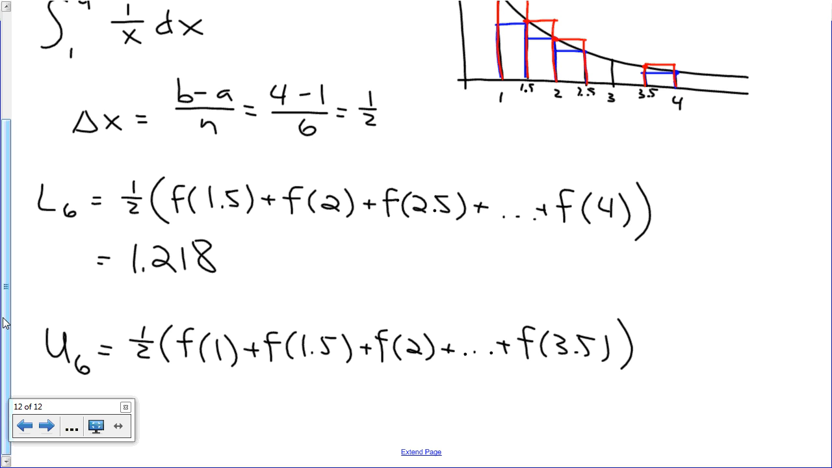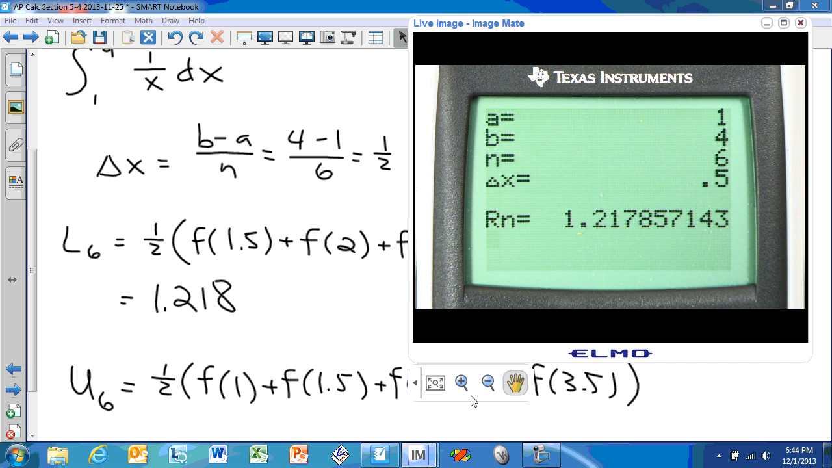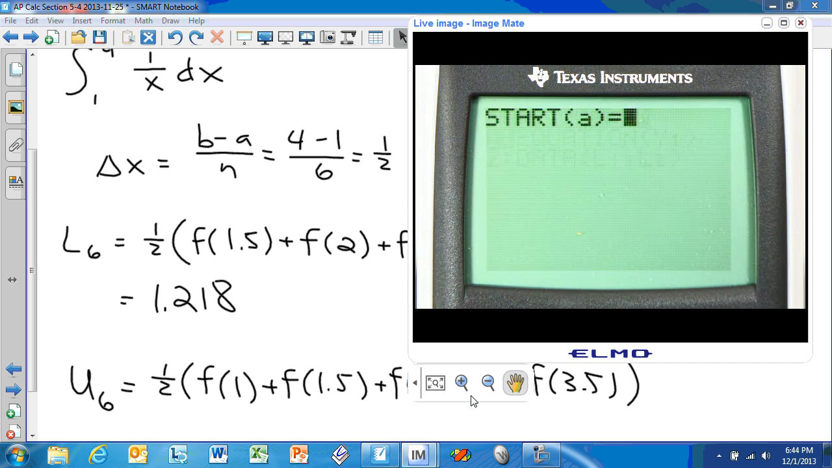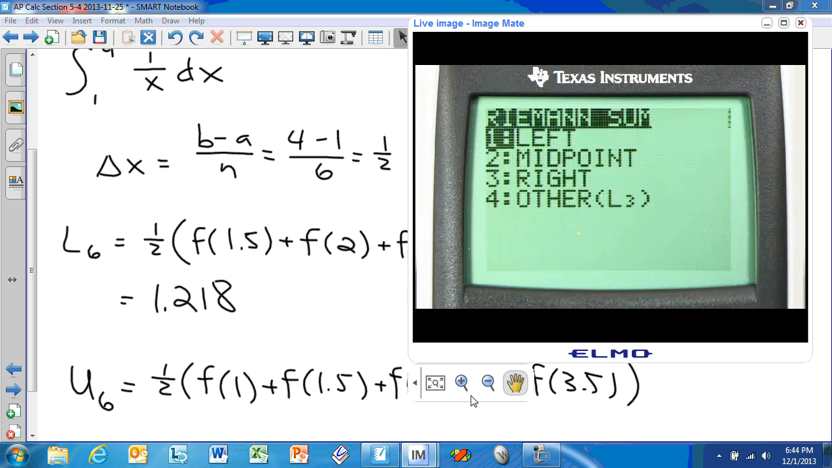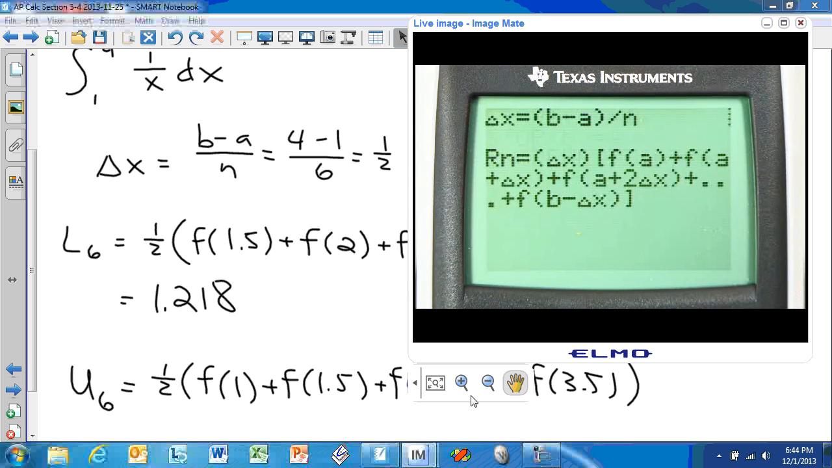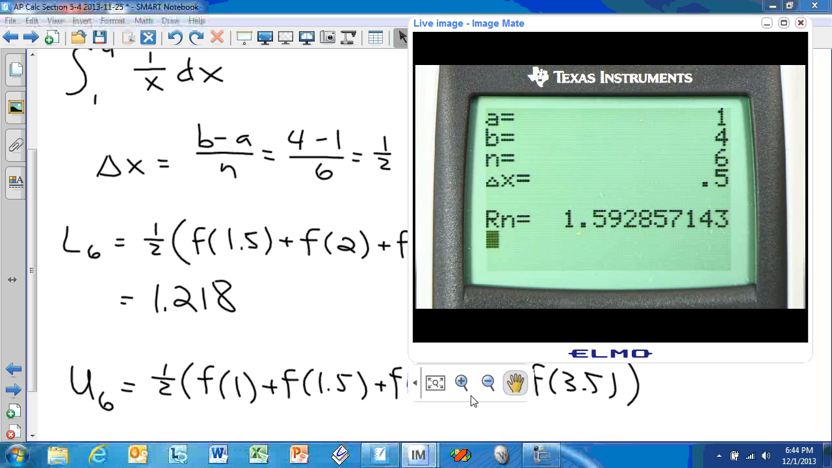You'll notice the difference between these two formulas is in the second case, for the upper Riemann sum, we're including f of 1. We're not including that in L sub 6. And in my lower Riemann sum, I'm calculating f of 4 at the very end, versus leaving that off for my upper Riemann sum, U sub 6. So the formulas are very similar. But let's let the calculator crunch that for us. We'll run that again, going from 1 to 4 using 6 subintervals. And this time the left Riemann sum gives us the upper Riemann sum. And so we get 1.593.